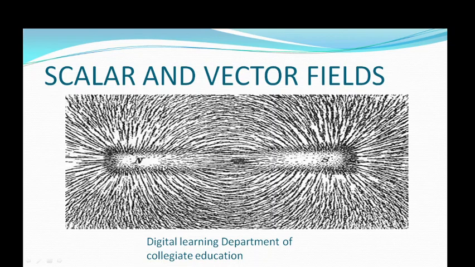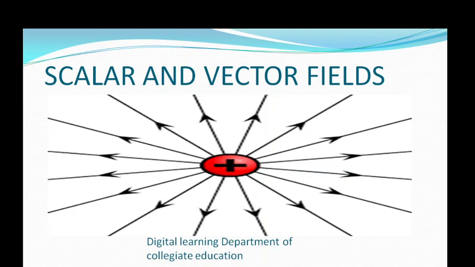In the case of a magnet, there exist two poles, the north pole as well as the south pole. Magnetic lines of force begin or diverge from the north pole and converge at the south pole. In this slide, you can see from positive charges, electric lines of force act diverging.